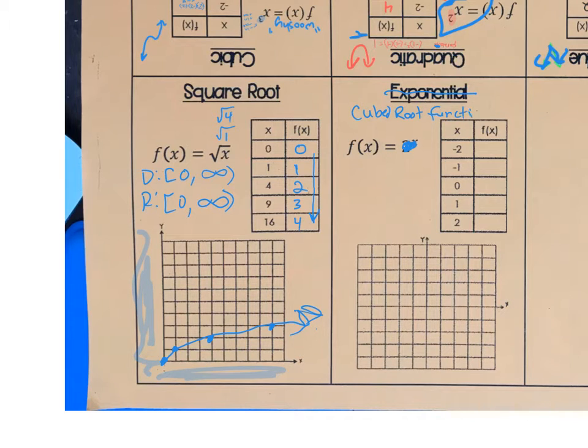The cubed root function, which looks like this. So we need our x values to be cubed roots. So I'm going to make this one negative 8 and positive 8.